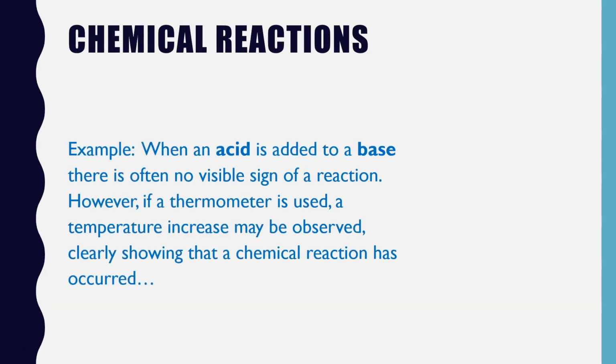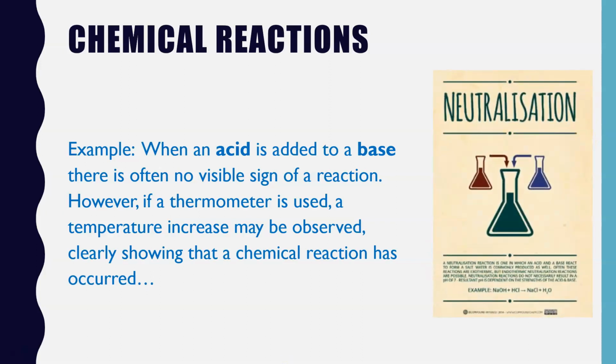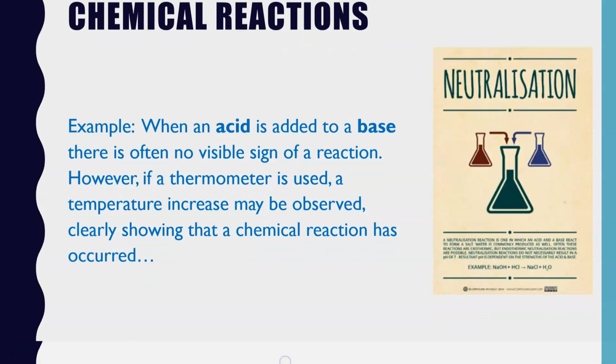So an example, when an acid is added to a base, so a neutralization reaction, there is often no visible sign of reaction. However, if a thermometer is used, a temperature increase can be observed, clearly showing that a chemical reaction has taken place. So you can't see that a reaction has taken place during a neutralization reaction. However, you can record the temperature and see that a reaction has occurred.